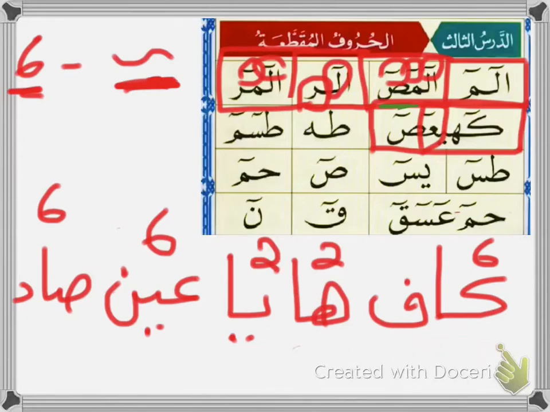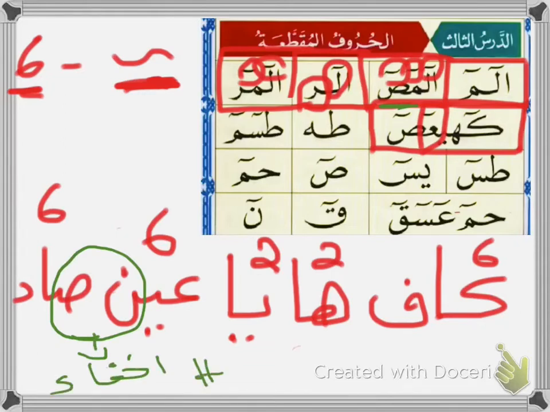Let's read it now. كاف ها يا عين صاد. What did we do here? We said kaf 6, ha 6, ya 6, and over here we have the noon الساكنة that doesn't have any حركة with the صاد. So we do what? إخفاء. إخفاء, which is hiding.